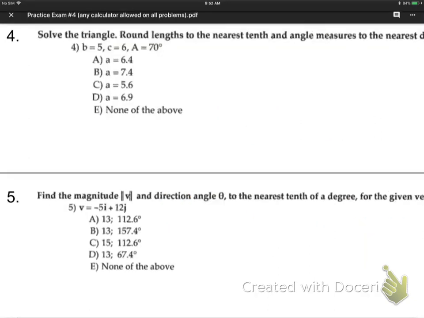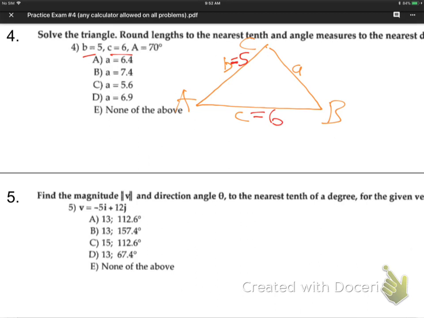Number 4. Solve the triangle. They're giving me B, C, and capital A. They just want you to find the little a. I'll let you do that. Give you a second. So when we draw our triangle here, we go capital A, capital B, capital C, little a, little b, little c, and we see, okay, what are they giving me? Little b is 5, little c is 6, and capital A is 70 degrees.